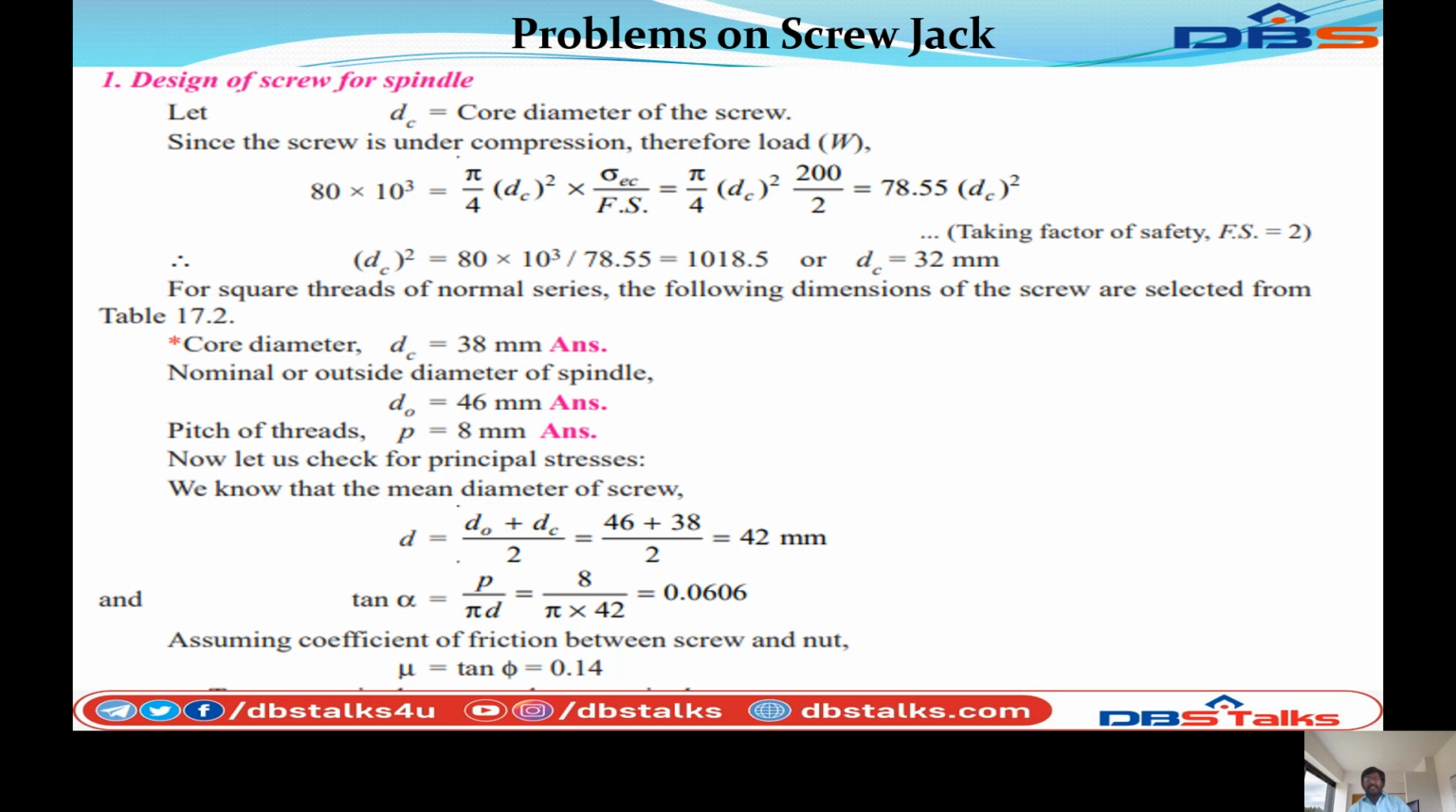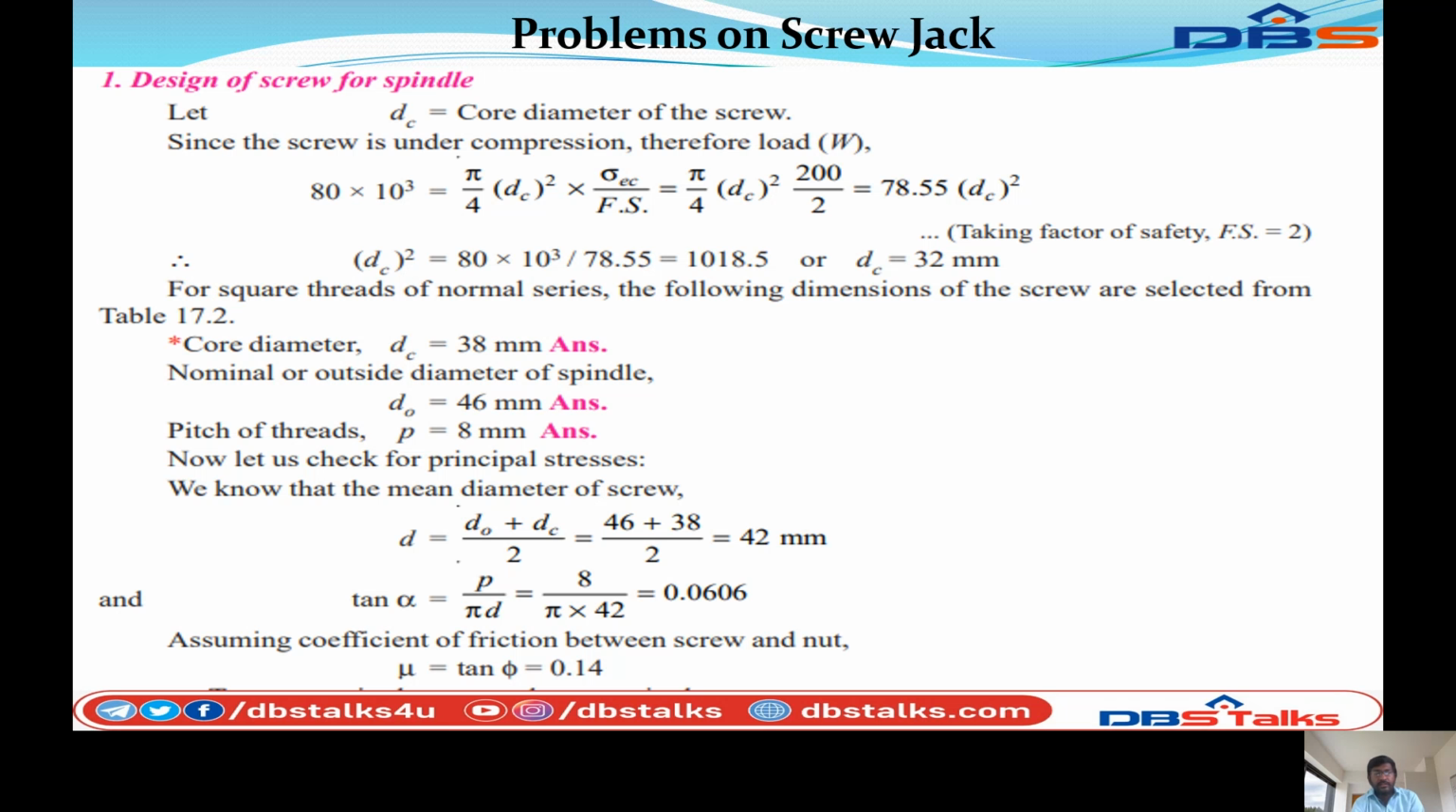So first of all, you can design the screw spindle. Let dc be the core diameter of the screw. Since the screw is under compression, therefore load W equal to pi by 4 into d square into sigma c by Fs. This is the formula. Fs means factor of safety.